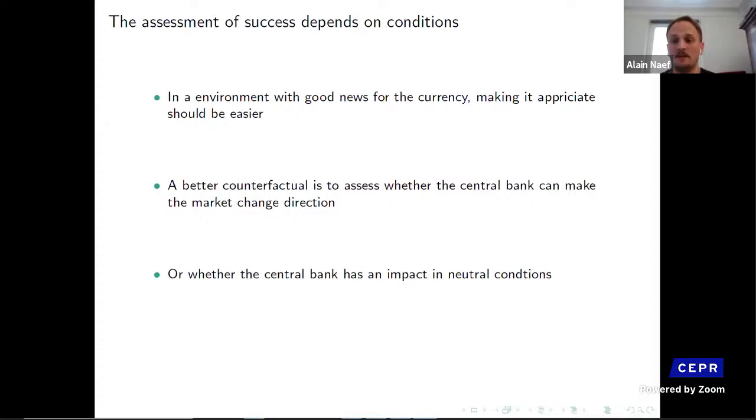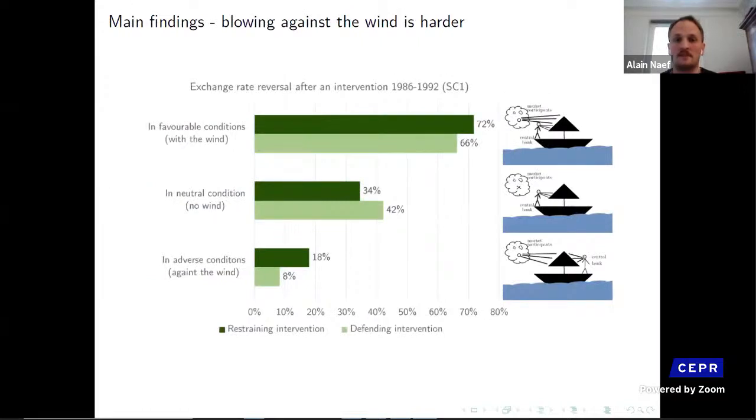And then the last thing we can use in this identification, we can use neutral days when not much is happening and the conditions are not going either way. And so using this, I've classified the success rate I showed you earlier, and I've classified them by favorable conditions, so with the wind interventions, and neutral conditions, and adverse conditions, so against the wind intervention. So, and I think this is just mainly the main results, and I told you about the 8% figure at the beginning, and that's where it's coming from.